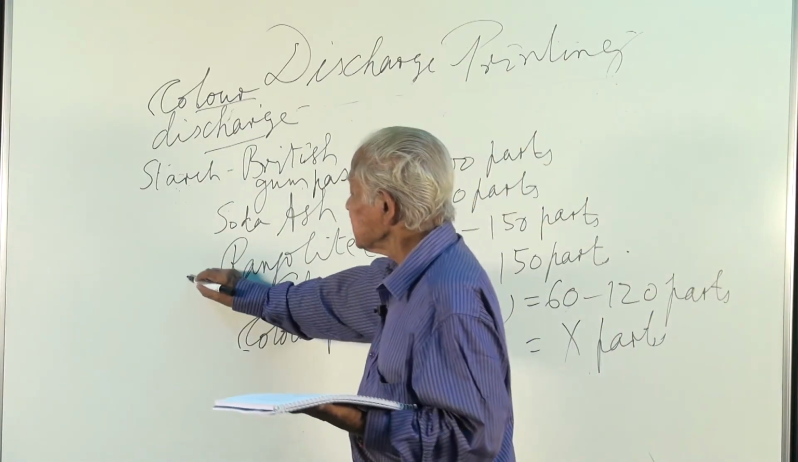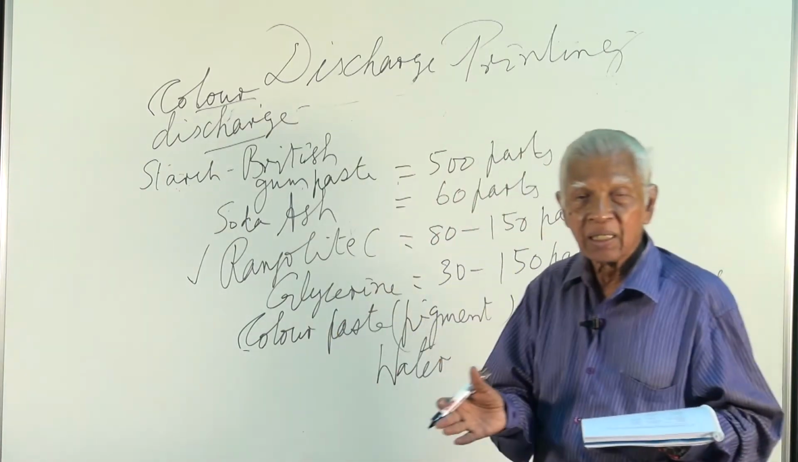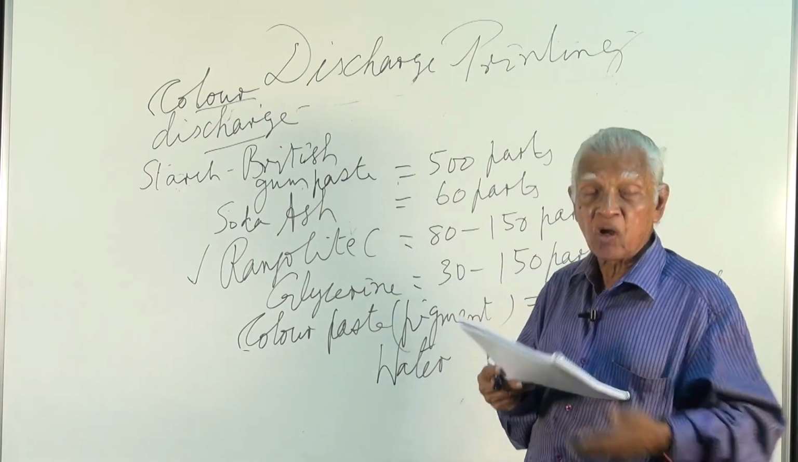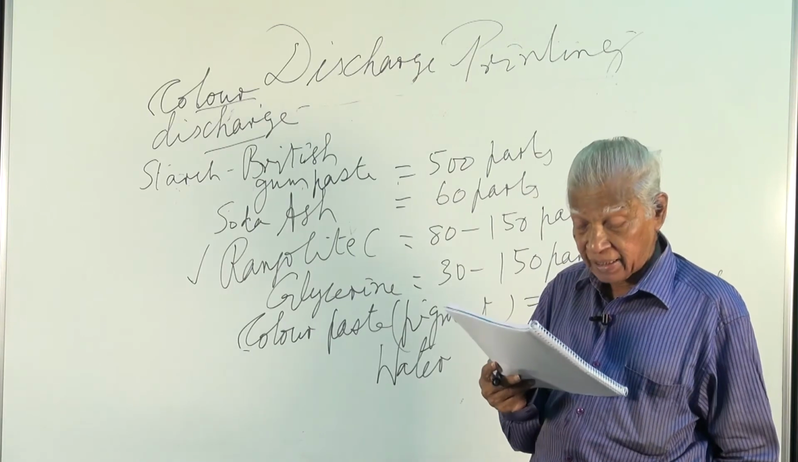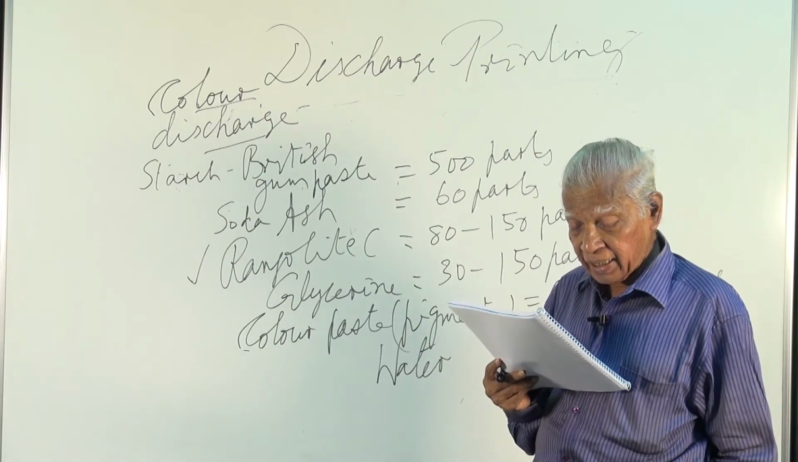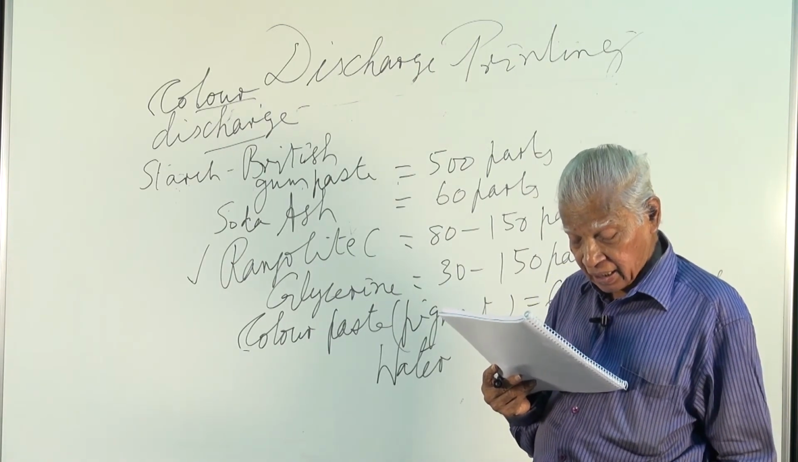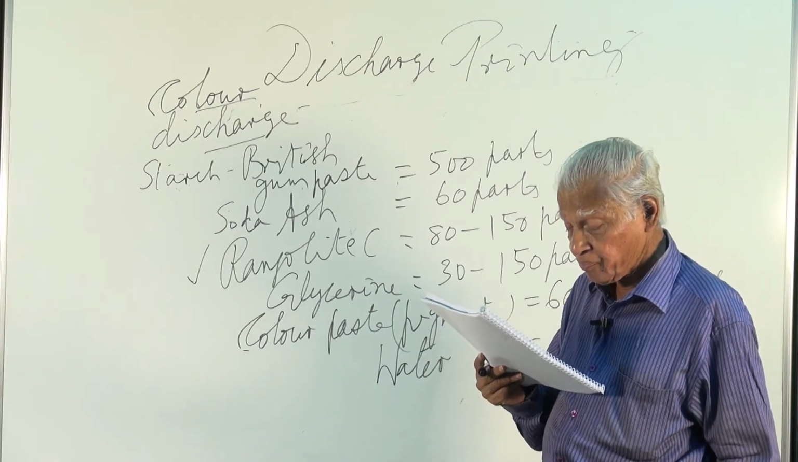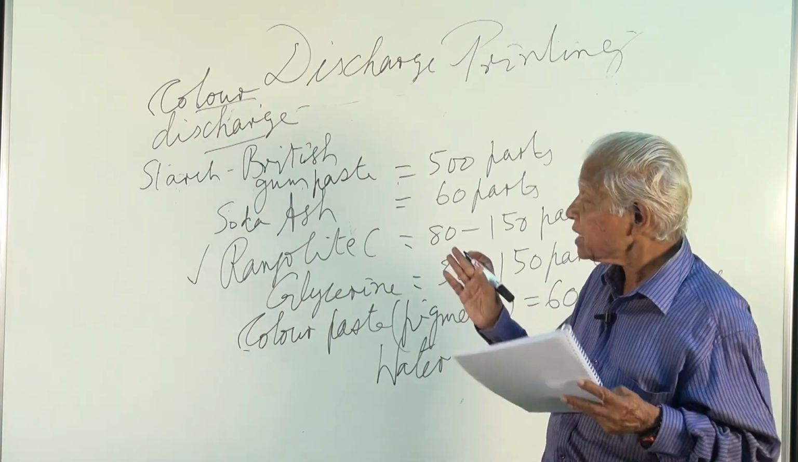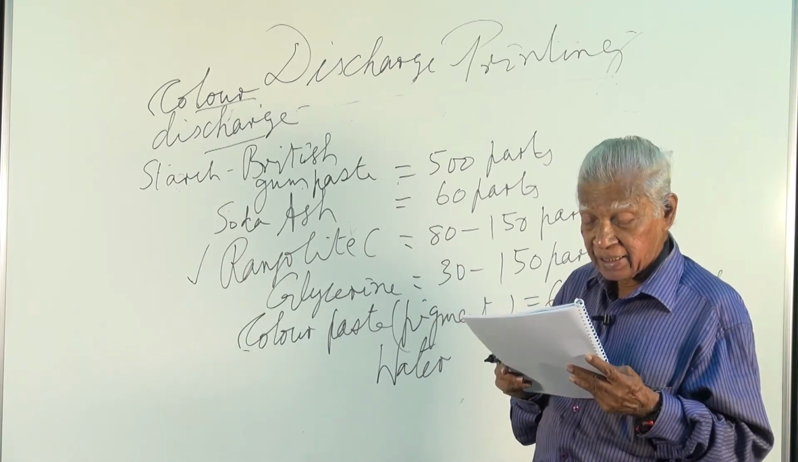This rangolite is used to destroy the color that is present in the dyed material and enables any other color to be introduced in that portion. So this is the recipe for the color discharge.